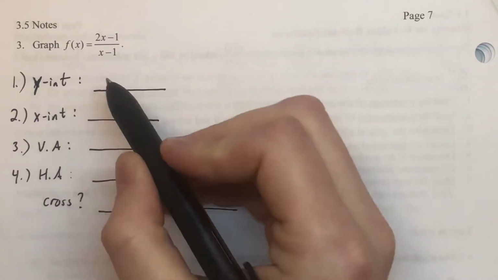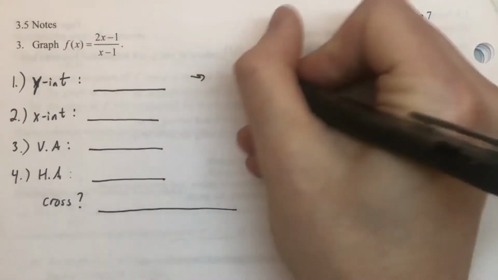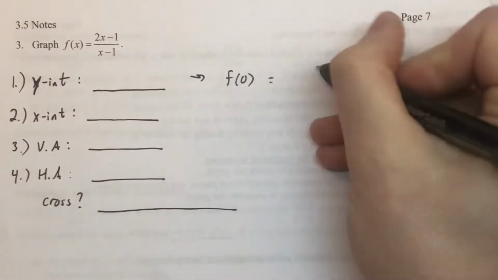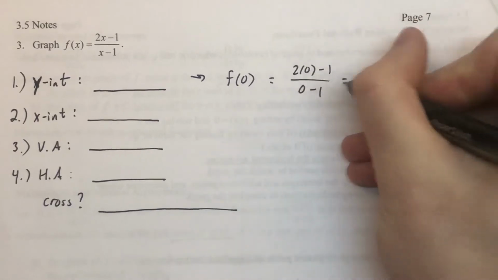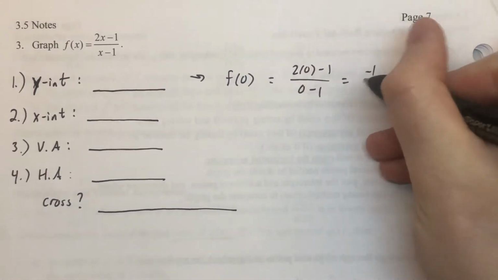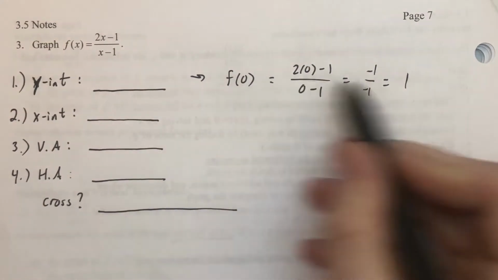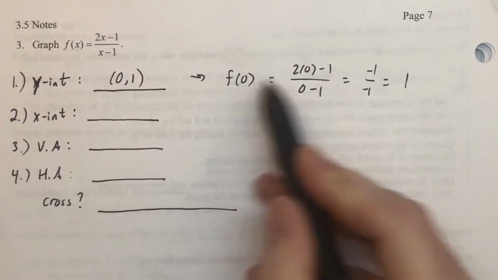For the y-intercept, that is where the graph crosses the y-axis. So that is where the function has 0 for the x value. So we plug in 0 for x and simply see what we get. That'll be a 0, that'll be a -1 over -1, which is 1, which means we plugged in 0, we got out 1, so our y-intercept is the point (0, 1).